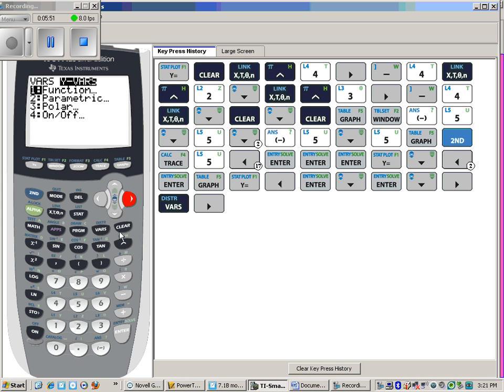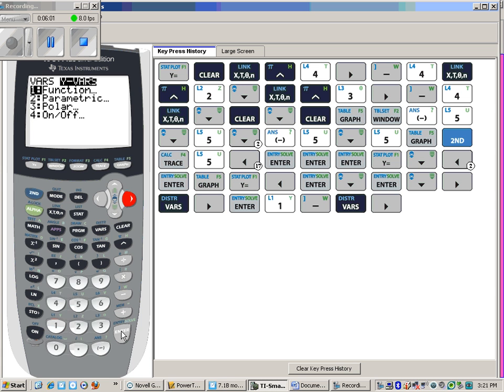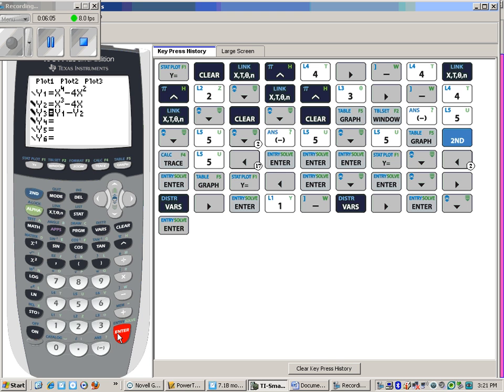And in my y3, I'm going to go to vars, y vars. I'm going to select 1 and choose y1. Minus, I'm going to do the same thing and put a y2 in there: vars, y vars, functions, y2. And so my y3 now says y1 minus y2, which is essentially f of x minus g of x.